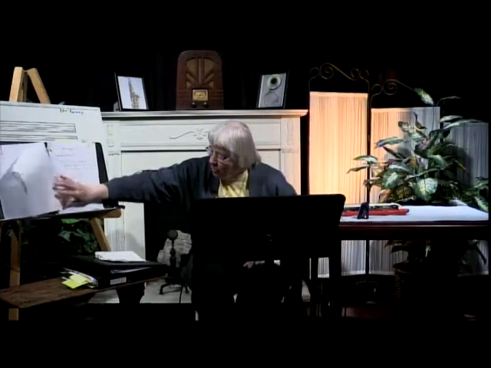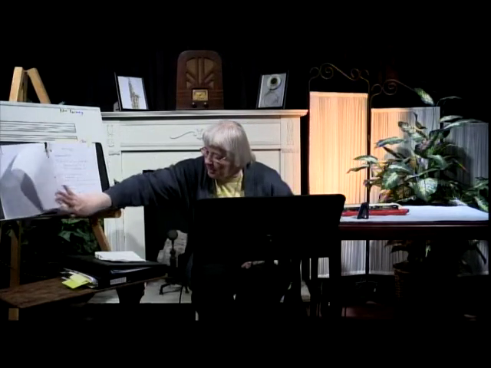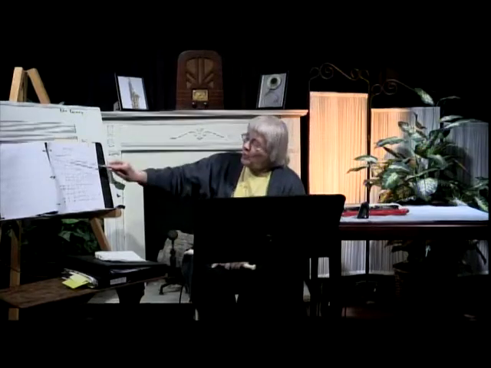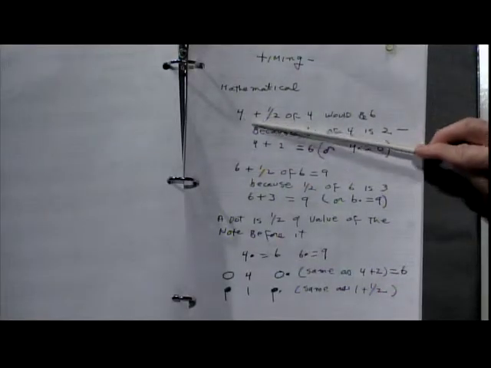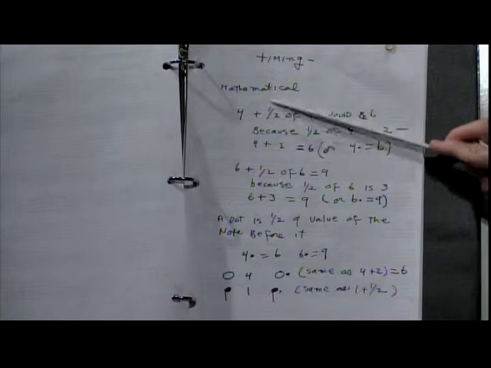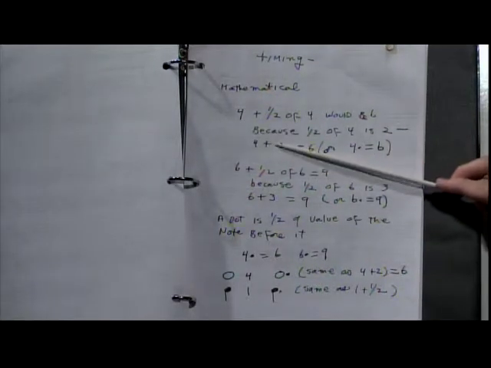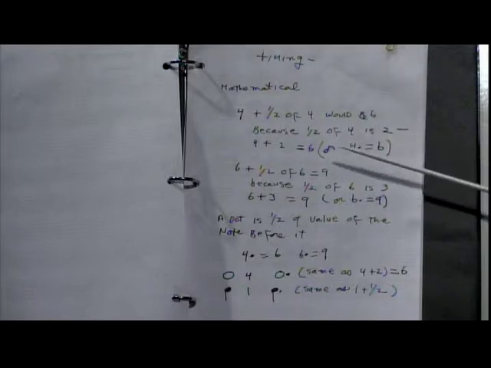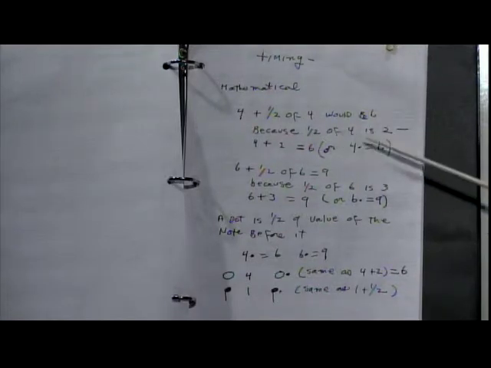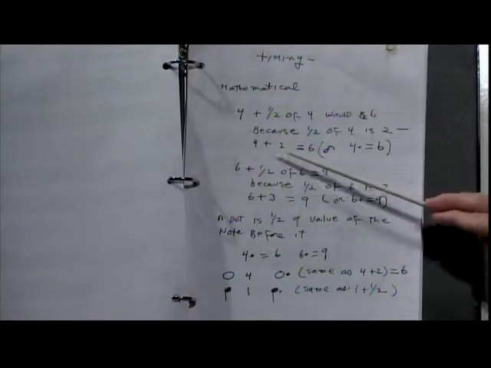We don't have much time left, so let me go over this. If you were doing timing mathematically, I'm going to mix notations and math together here. Supposing you have 4 and you want 1/2 of 4. Well, 1/2 of 4, of course, is going to be 2. So 4 plus 2 is going to be 6. Because 1/2 of 4 is 2, I have this 4 plus 2 is 6.